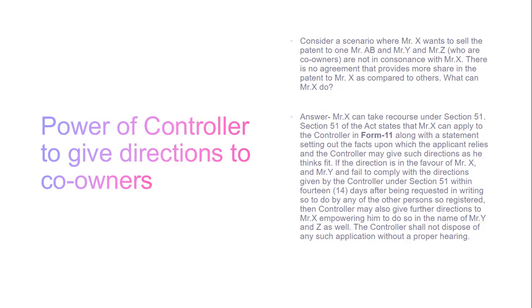So what does this mean? That Mr. X has applied to the controller to give directions to the co-owners in form 11 and a statement setting out the facts on which he relies. Now the controller feels that yes, Mr. X has a strong case. Then he will ask Mr. Y and Mr. Z to comply with the directions. Now, even after giving directions and within 14 days, Mr. Y and Mr. Z have still not complied with the directions given by the controller. So in that case, the controller also has the power to tell Mr. X that, okay, you do it in the name of Mr. Y and Z as well. But the controller has to hear both the parties.